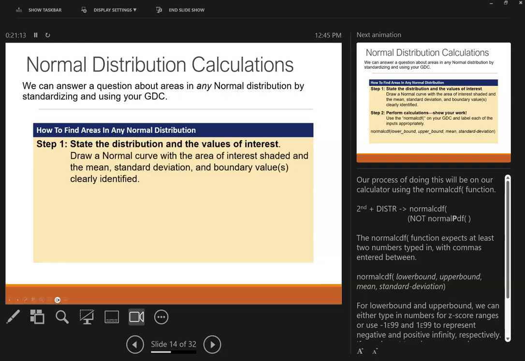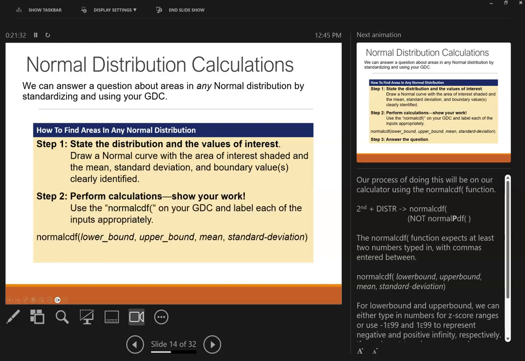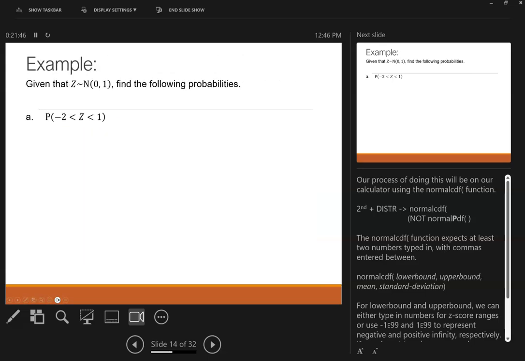We're going to check the distribution, figure out what kind of distribution we have. If it's a normal distribution, we're going to draw the normal curve for it. We're going to label the axes with the mean and the standard deviations. We're going to draw the boundary values and then shade the area of interest. And then we're going to use our calculator. We're always going to be using normal CDF to answer the question.